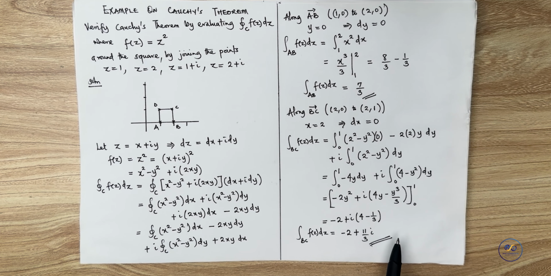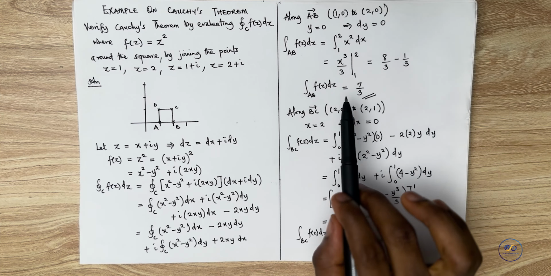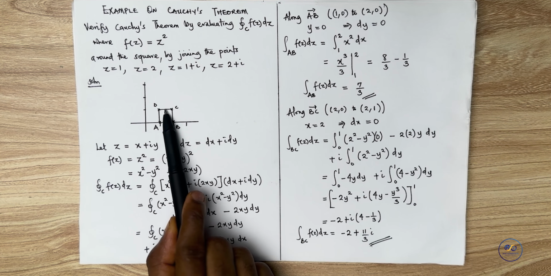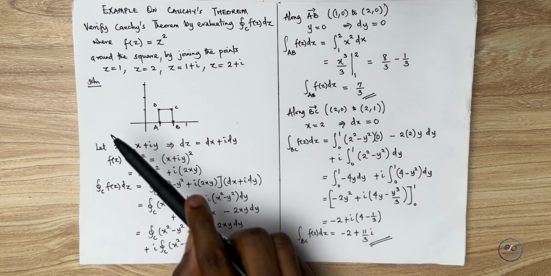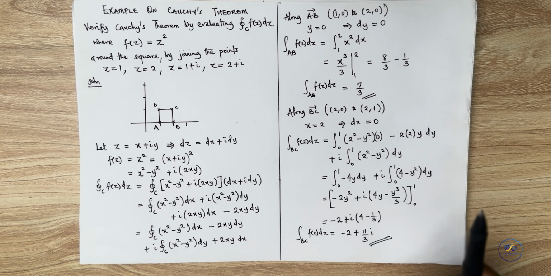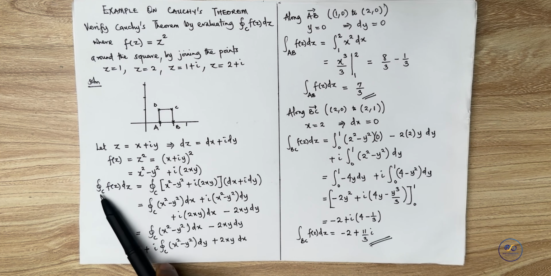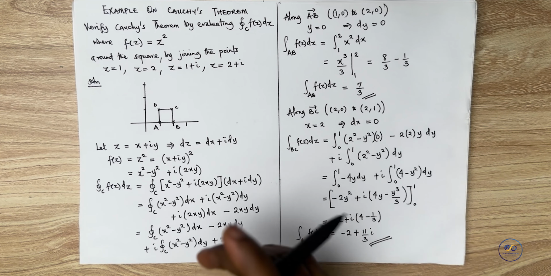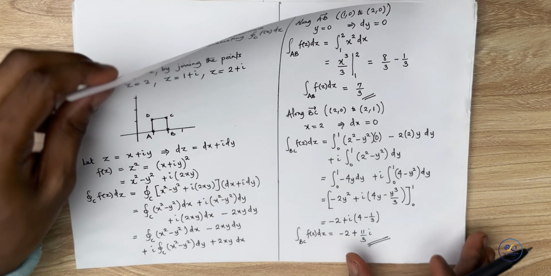Now, this is very interesting to note. So we have a value of the integral along AB. We have a value of the integral along BC. We will also have a value of the integral along CD and DA. And putting them all together, adding them all together, will give us the integral over C. So let's move on to the other two parts that we have.